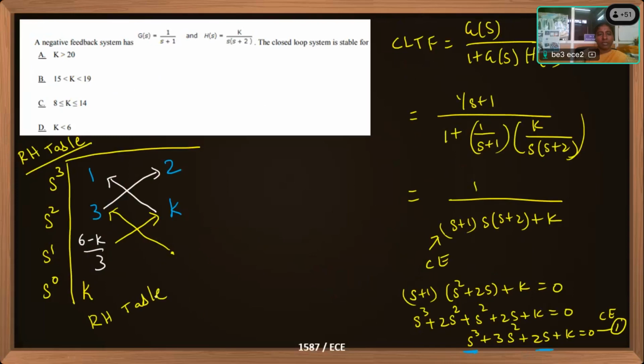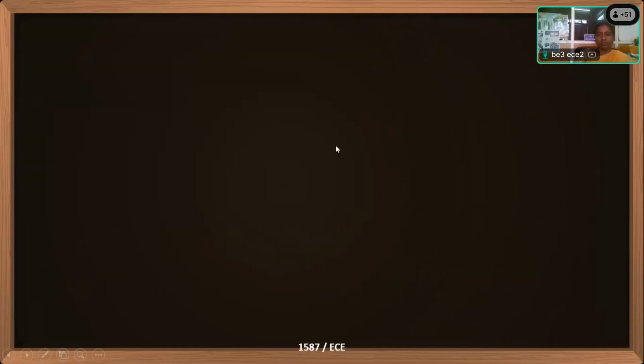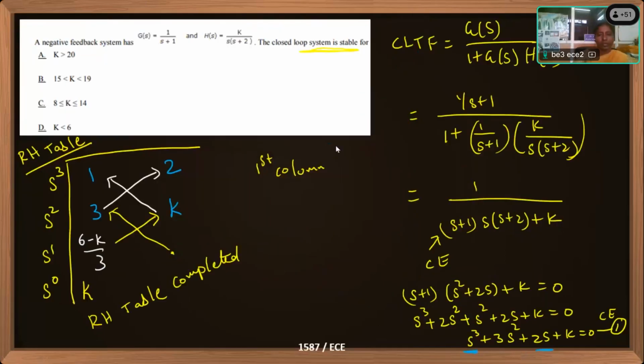The RH table is completed. Already in the given question, it is mentioned that the system is stable. Which means all the first column elements are positive coefficients. All the first column coefficients are positive, because the system is mentioned as stable.